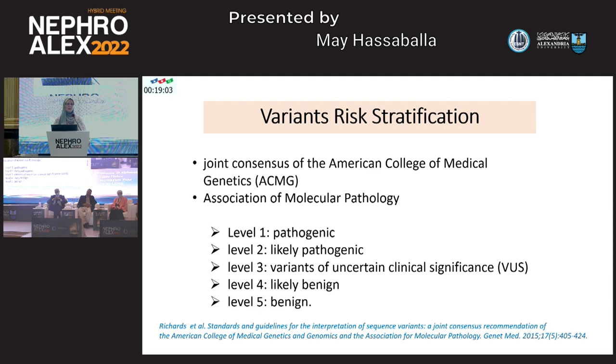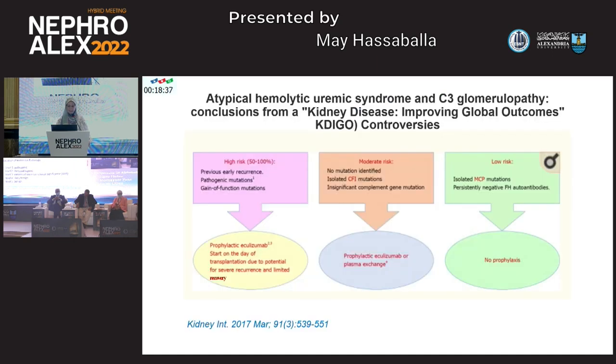So it's very important that we stratify the risk for these patients because not all genetic mutations have the same magnitude on the graft survival. This was established by the joint consensus of the American College of Medical Genetics and the Association of Molecular Pathology in the year 2015. According to the guidelines, they divided the patients into 5 levels, starting from pathogenic to benign.